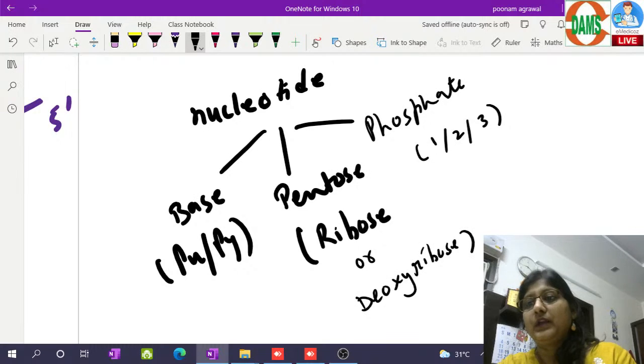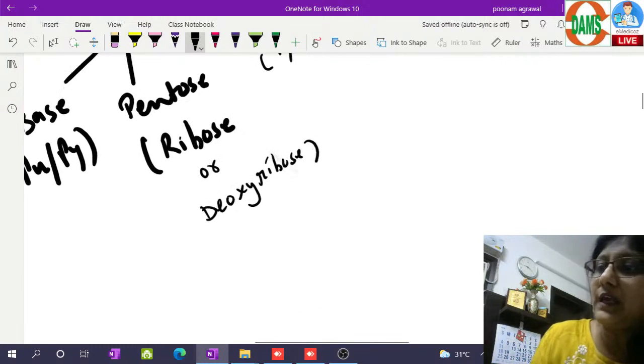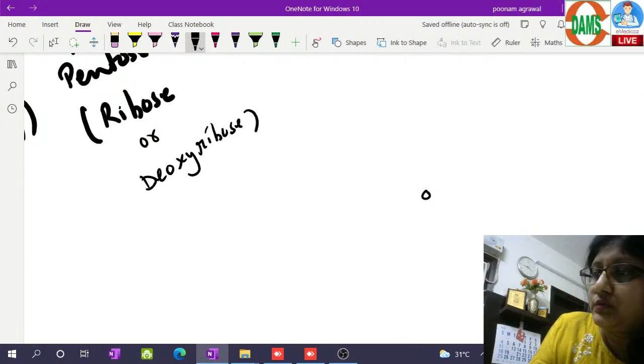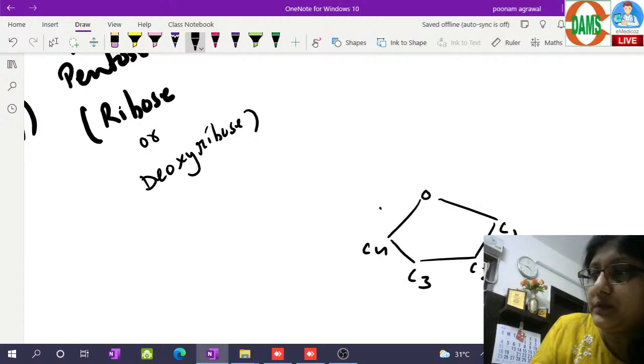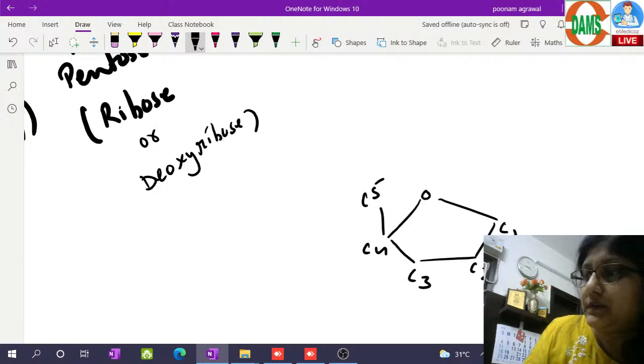Now let's see how they are oriented. So I start with the pentose, and here what I am drawing is the ribose, C1, C2, C3. This is C4 and this is going to be C5.